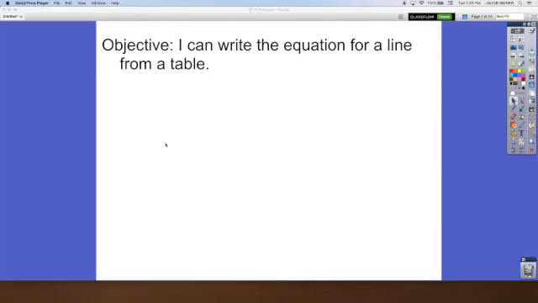All right, guys, so here we go. We're on Wednesday. Our objective for the day is that I can write an equation for a line from a table. We're still using that slope-intercept form that we've been working with for the past 2 weeks.